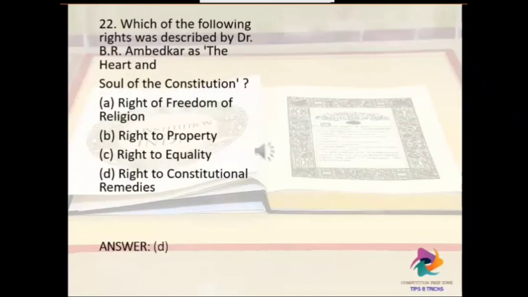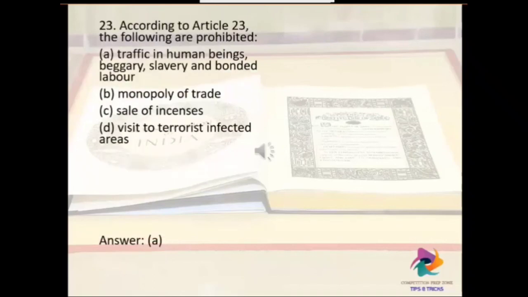Question number 22. Which of the following rights was described by Dr. B.R. Ambedkar as the heart and soul of the Constitution? A. Right of freedom of religion. B. Right to property. C. Right to equality. D. Right to constitutional remedies. And the correct option is D. Right to constitutional remedies.